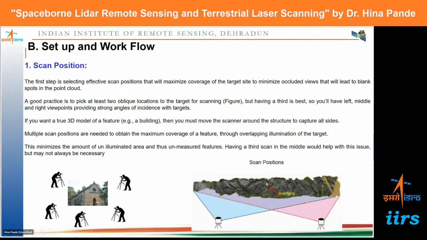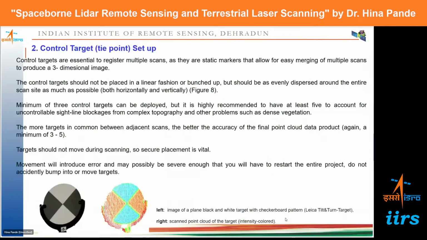Therefore, in cases like this where we are taking two oblique scans, a scan in the middle would be helpful. It may sometimes not be that necessary. So we have to decide as per the study site how the scan positions are to be located, whether you need two scan positions or you need a third scan position to optimize the data collection. And wherever needed, we can also do multiple scans, all covering the 360 degrees of the object.